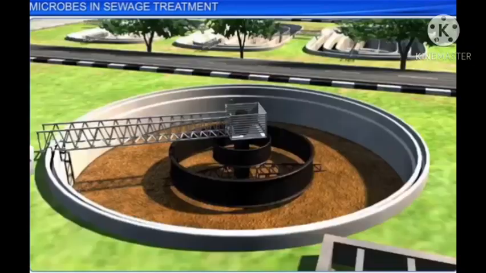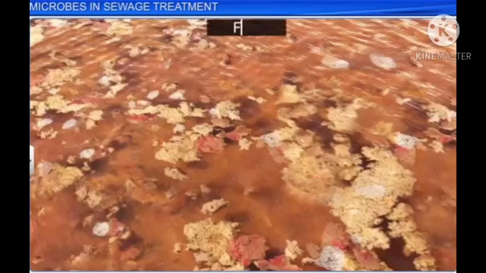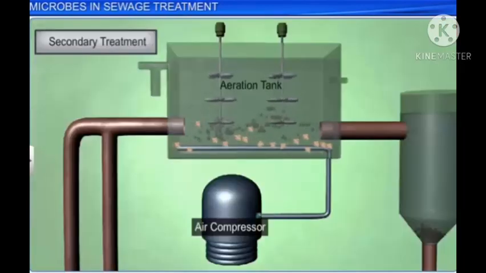As a result, aerobic bacteria naturally present in the effluents grow into flocks, which are mesh-like structures formed by groups of bacteria in association with fungal hyphae or filaments. In the presence of oxygen, these growing aerobic microbes consume the organic matter present in the effluents. This secondary treatment reduces the BOD, or biochemical oxygen demand of water.